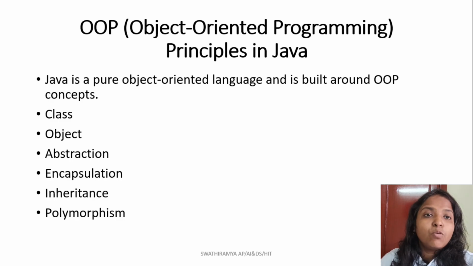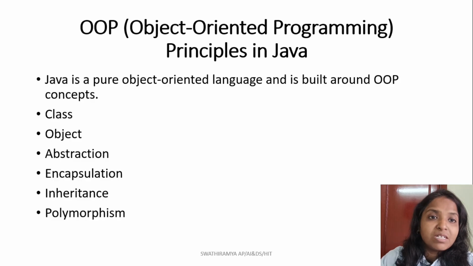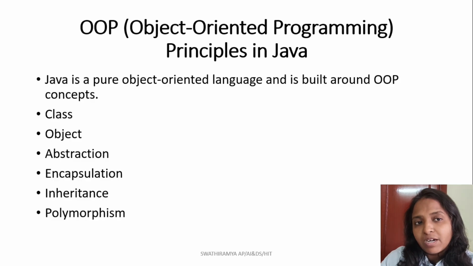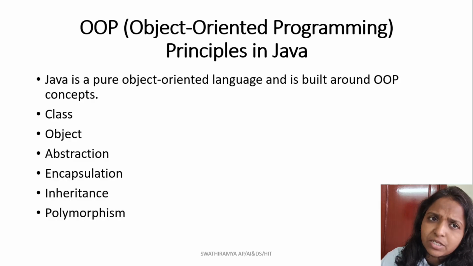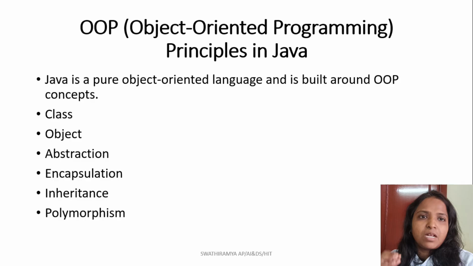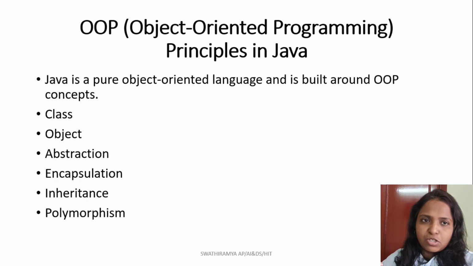I have already discussed what is class, what is object, what is polymorphism, all those things. But in this video, before getting into the actual programming structure, let me give a short explanation of each OOPS concept. That's why I'm telling what is class and what is object.